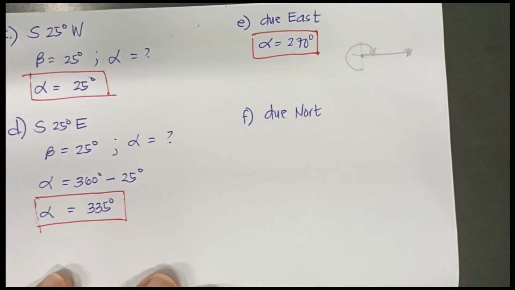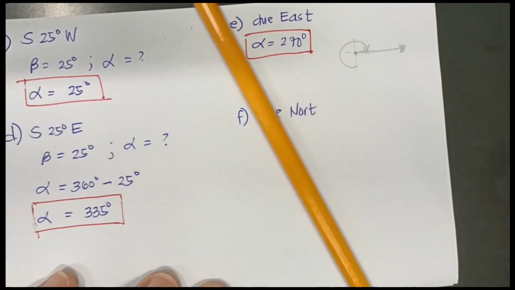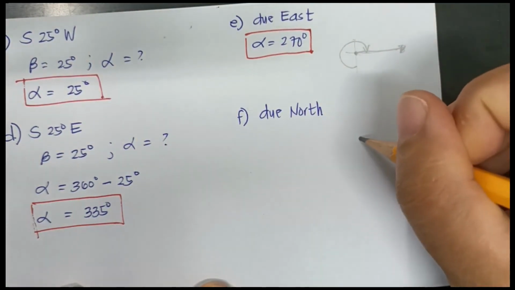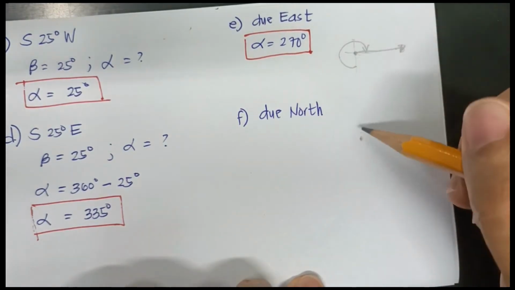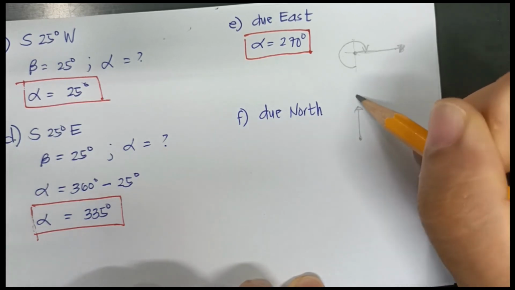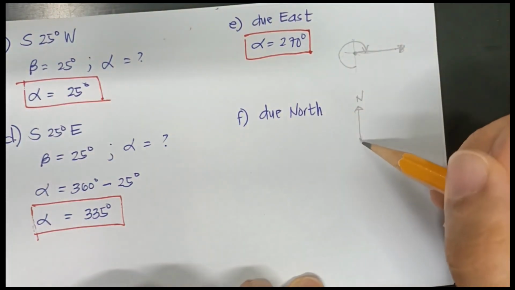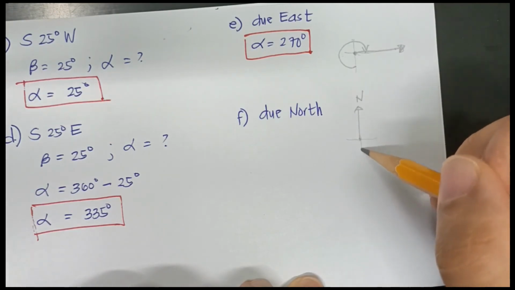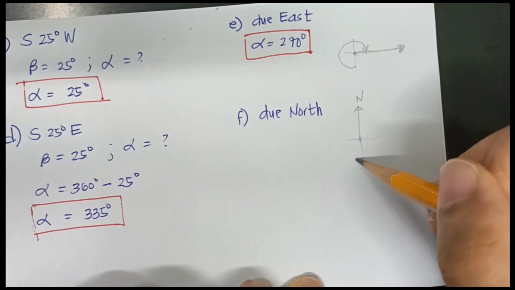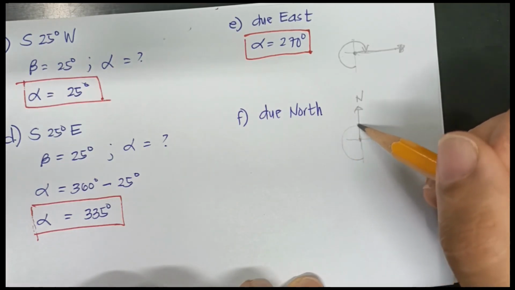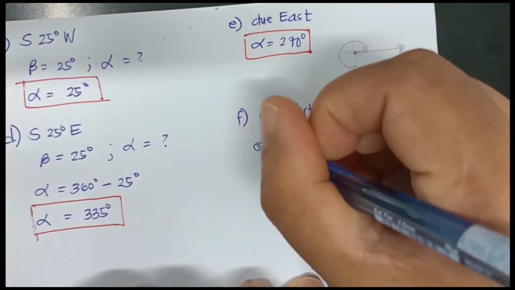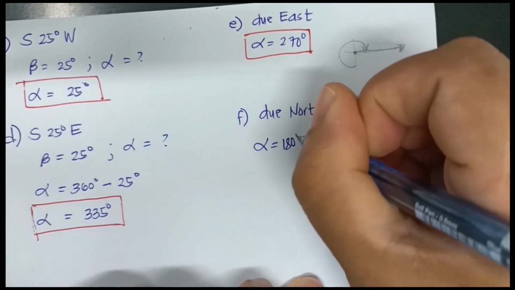Another is due north. This is again the initial point of the line, and due north means you have to go in this direction, towards the north direction. Of course, you have to draw this line, and then this is the south branch here. Going in that direction, that is 90, and this is 180 degrees. Therefore, the azimuth of due north is equal to 180 degrees.